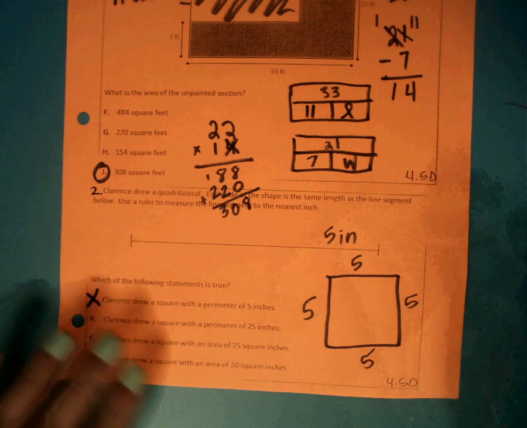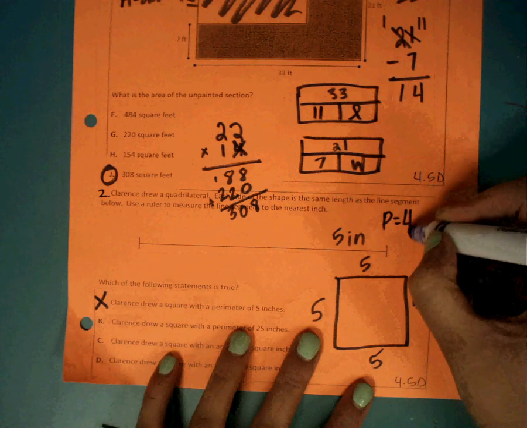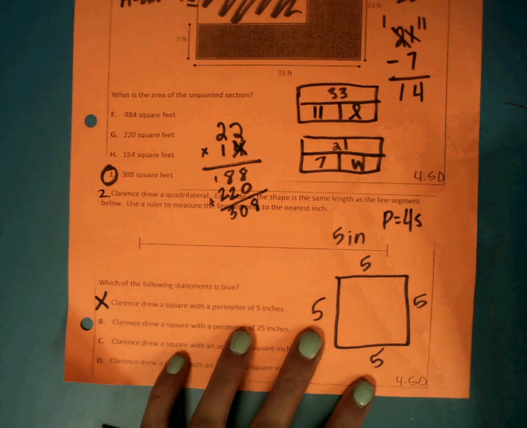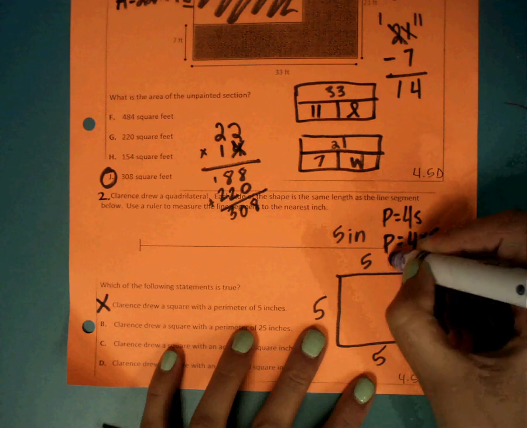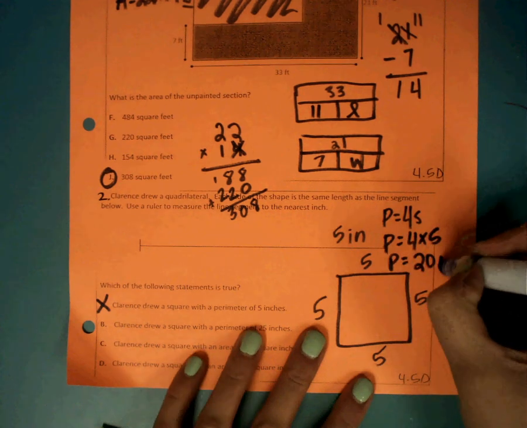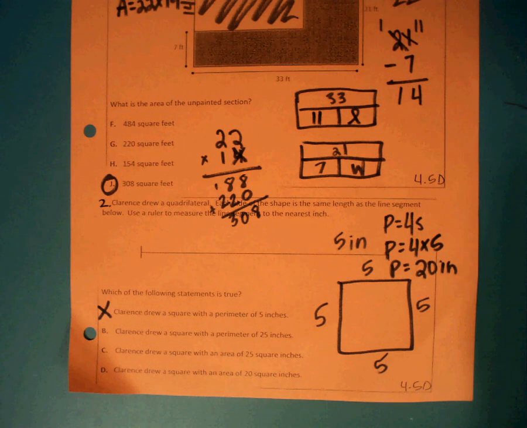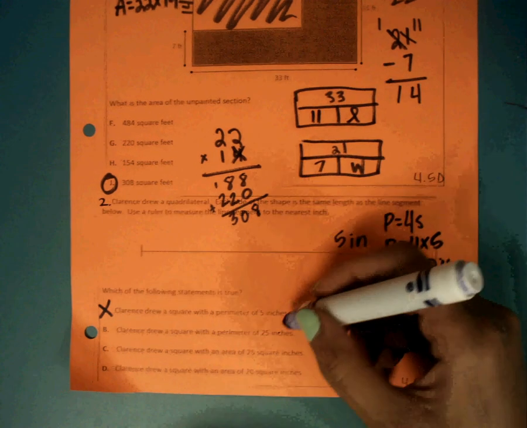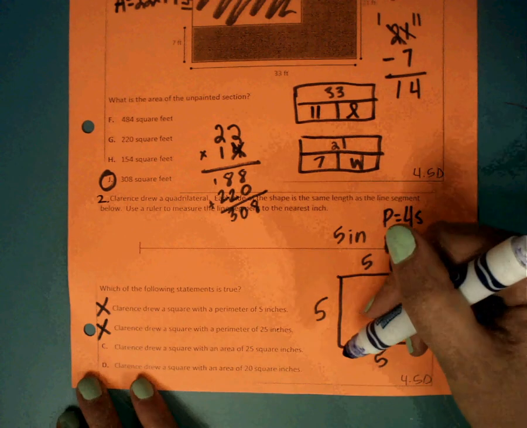B says Clarence drew a square with a perimeter of 25 inches. Well, let's find out what the perimeter is. So perimeter, for a square, equals 4s, 4 times the length of one side. So P would equal 4 times 5, which is 20 inches, right? Look familiar? Is that what we have right here? No, that can't be the answer.